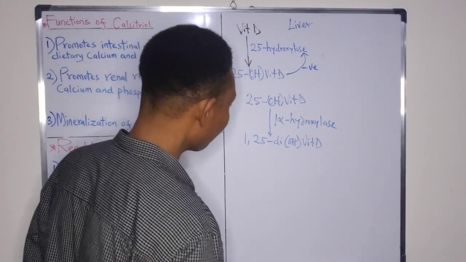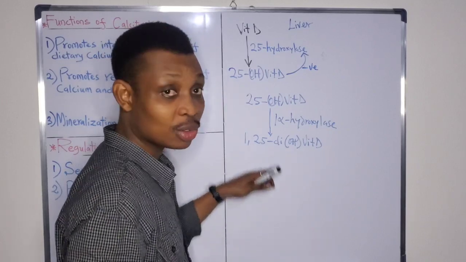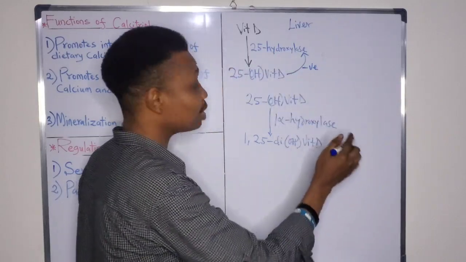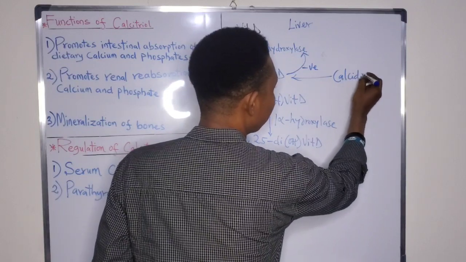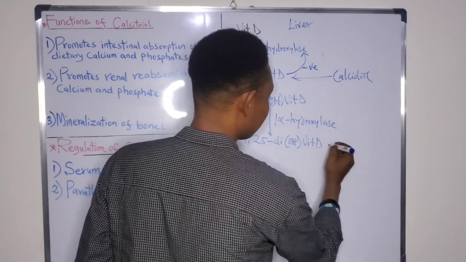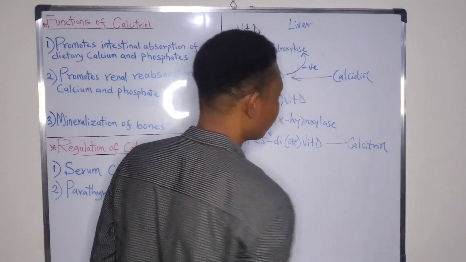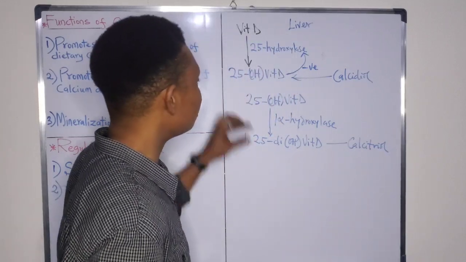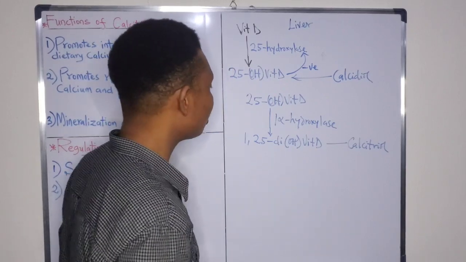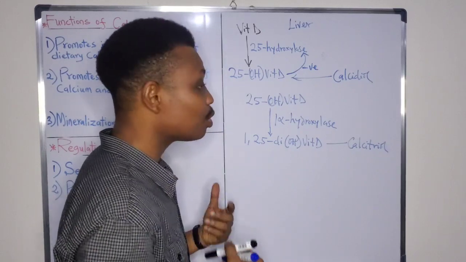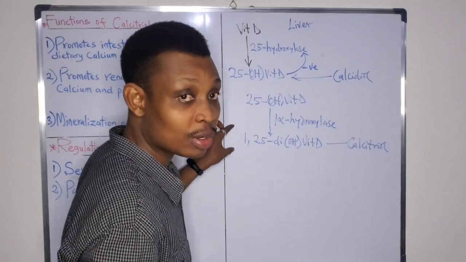So now, this 1,25 dihydroxy vitamin D can also be called calcitriol. I stated in my previous class that this can be called calcidiol, while this can be called calcitriol. I also mentioned that this is the main form of vitamin D in the circulation, whereas this is the active form. So the functions of vitamin D are enhanced by this particular form.